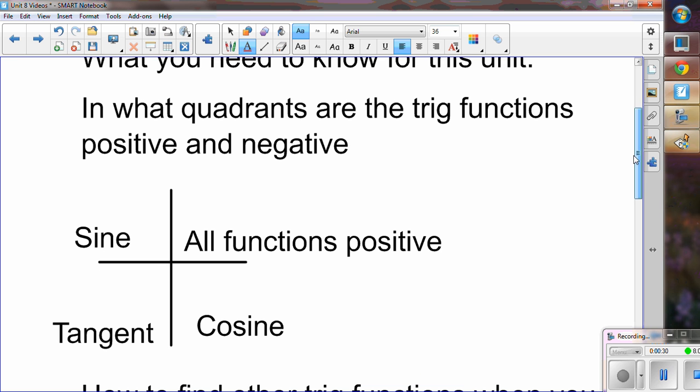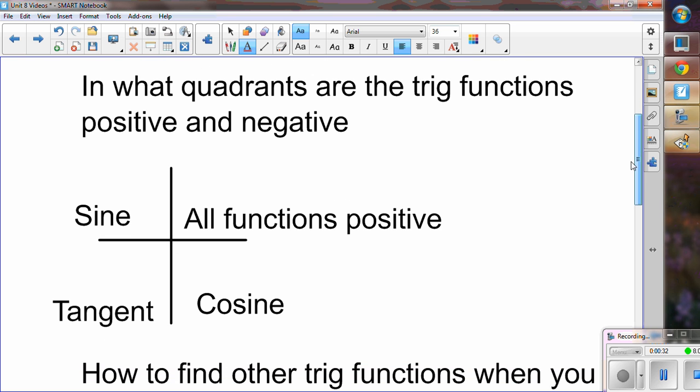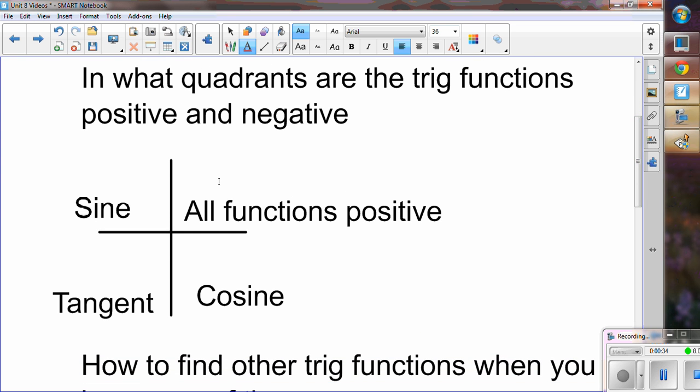First thing we need to know is in what quadrants the trig functions are positive and negative. And we went over this by relating them to the fact that x is cosine and y is sine. So when you use that idea, all functions are positive in quadrant 1 because x is positive in quadrant 1, y is positive in quadrant 1. And if you remember from a previous unit, the tangent is equal to y divided by x. So if you divide two positive numbers, you get a positive.